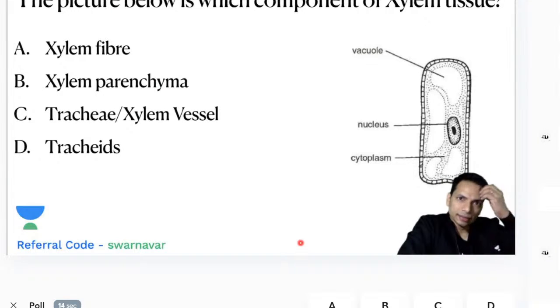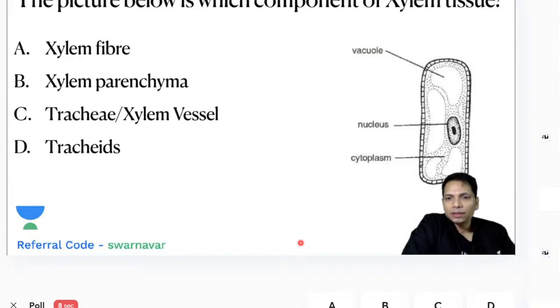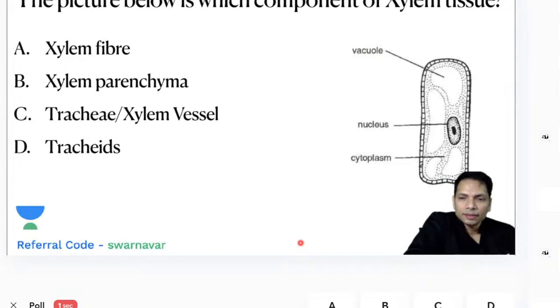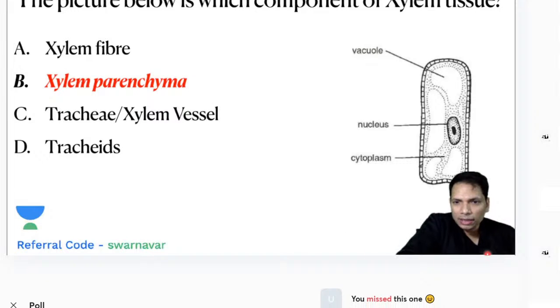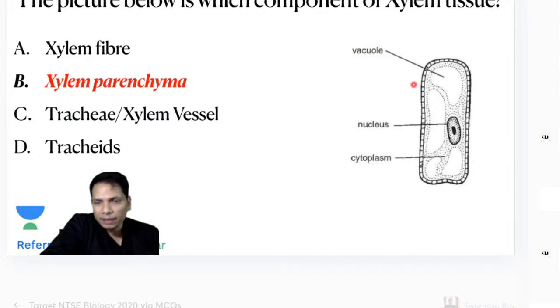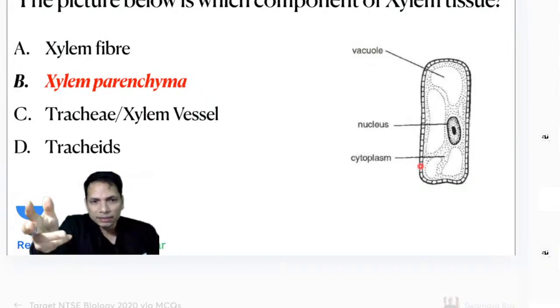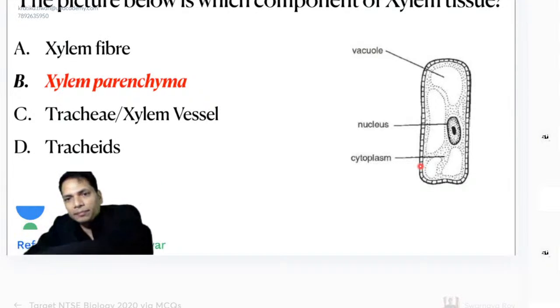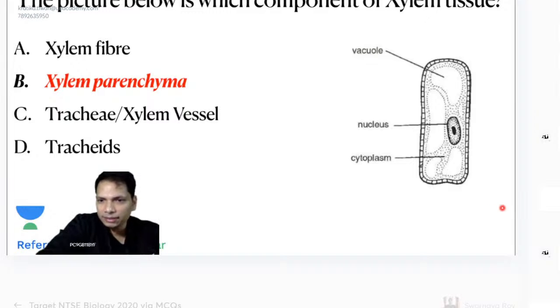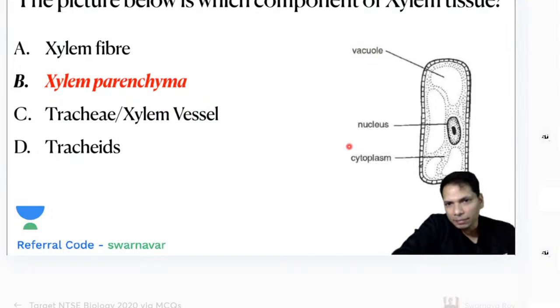Students, we have to understand one thing. In xylem tissue every component is dead except for xylem parenchyma. Jay is right. Xylem parenchyma is the only living tissue. Here they are showing nucleus and cytoplasm. In xylem fiber, xylem vessel and tracheids there is no nucleus and no cytoplasm. Only xylem parenchyma is the living component of the xylem. Are you understanding this question, students? So the answer here is xylem parenchyma, the only living one.